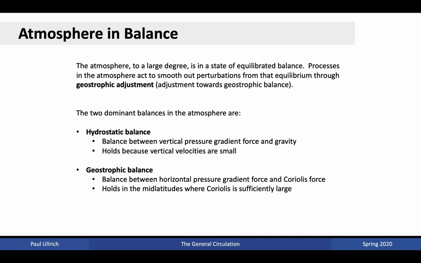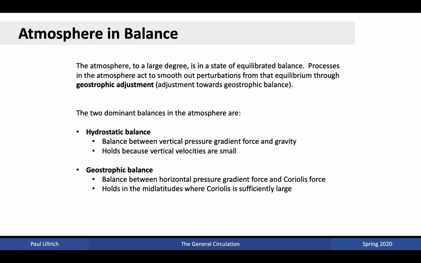But the atmosphere nonetheless assembles itself in a state of balance by balancing horizontal pressure gradient force with Coriolis force. In general, this form of balance holds in the mid-latitudes away from the equator, where Coriolis force is sufficiently large. It also holds far enough away from the surface where friction is negligible. In the next lecture, we'll discuss the case where friction is not negligible.